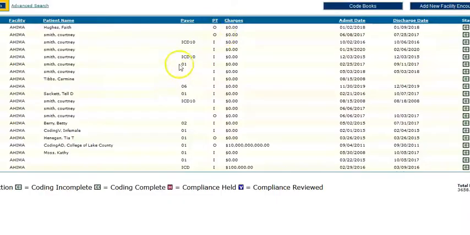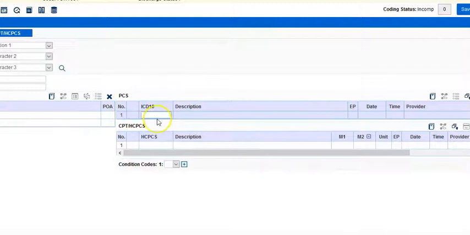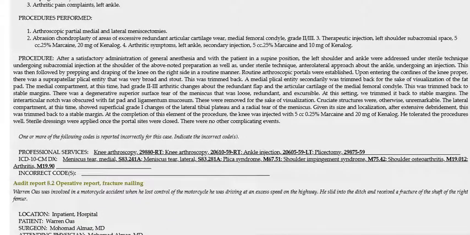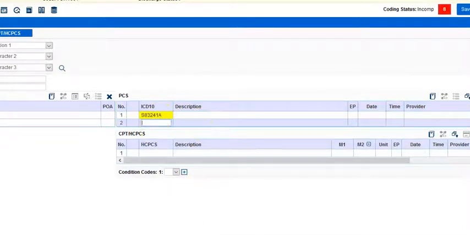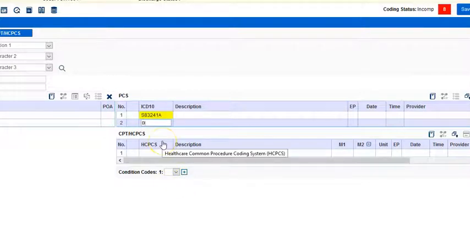Remember, you go to code books, and you can just add your codes. S A 3 2 4 1 A and hit enter. And our next code, S A 3 2 8 1 0. Not zero, A, sorry.